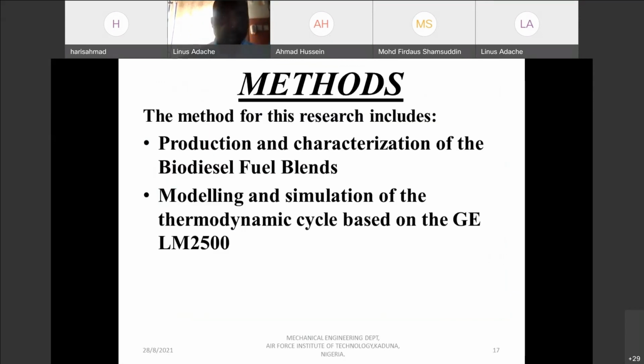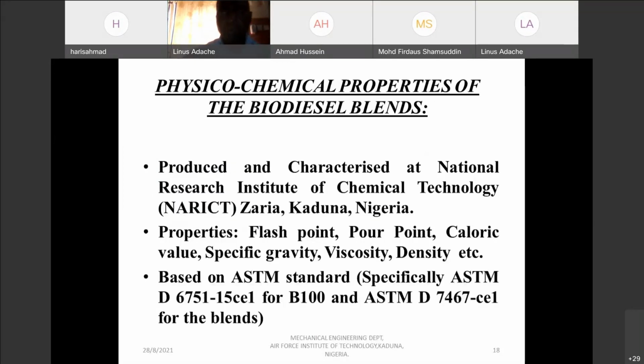Method. The method for this research includes production and characterization of biodiesel fuel blend, modeling and simulation of the thermodynamic cycle based on the LM2500. Physicochemical property of the biodiesel blend is produced and characterized at the National Research Institute of Chemical Technology, NARICT, Zaria, Kaduna, Nigeria.